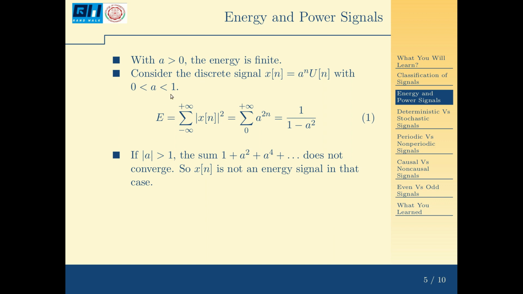So if the magnitude of a is greater than 1, then this sequence will not converge. So 1 plus a square plus a raised to 4 does not converge. So then it is not an energy signal. So this a raised to n u[n] is an energy signal for values of a between 0 and 1.